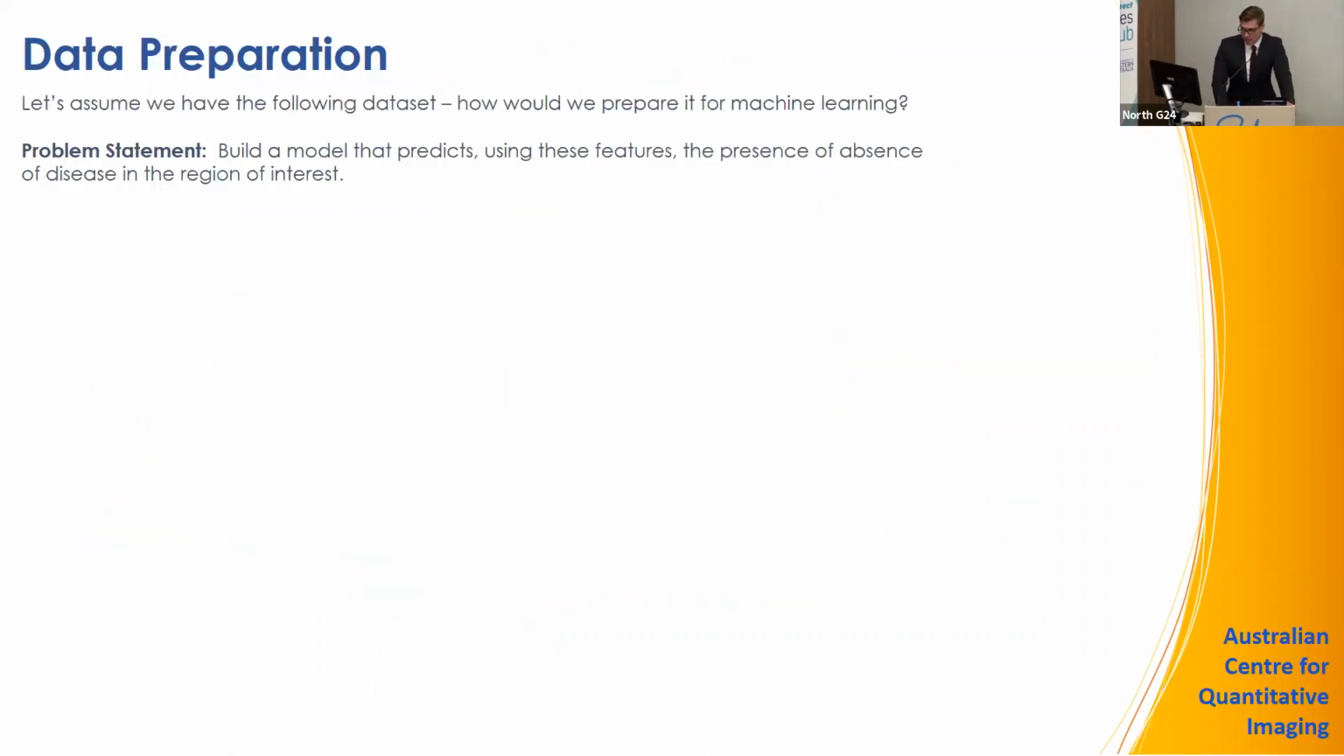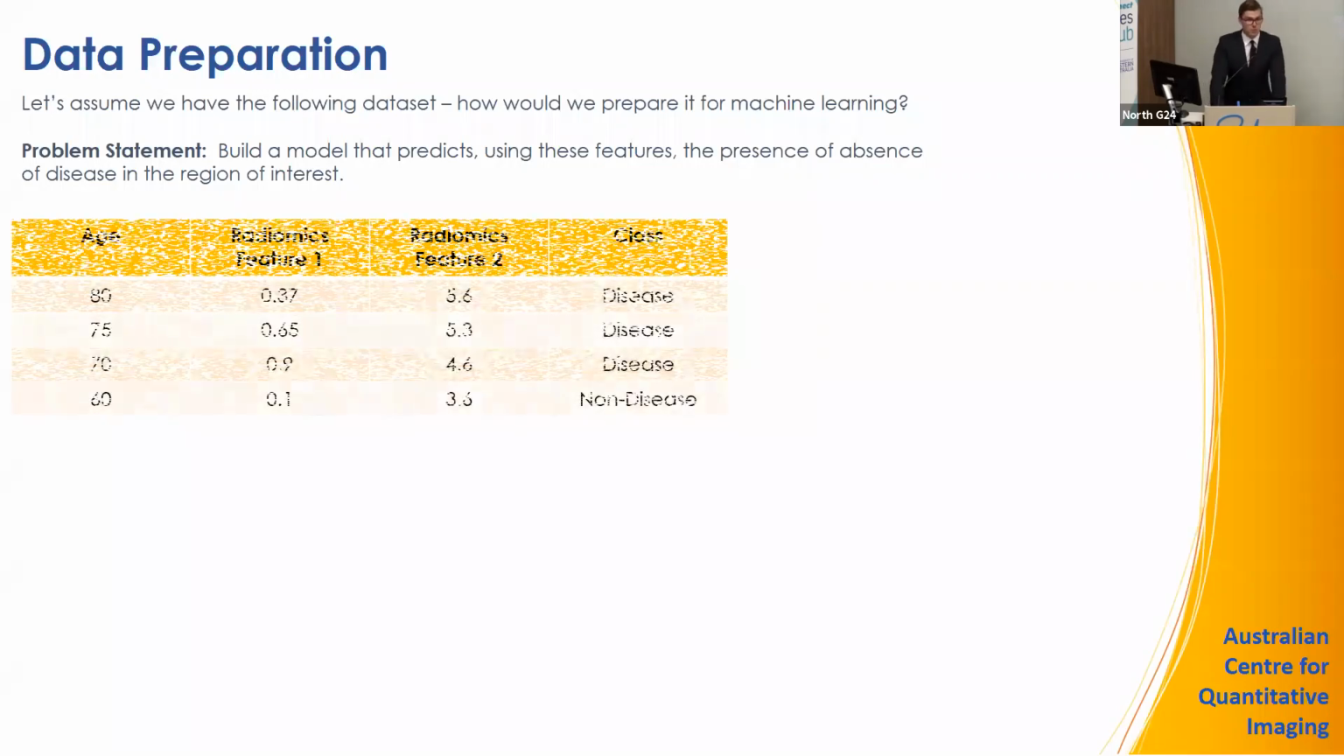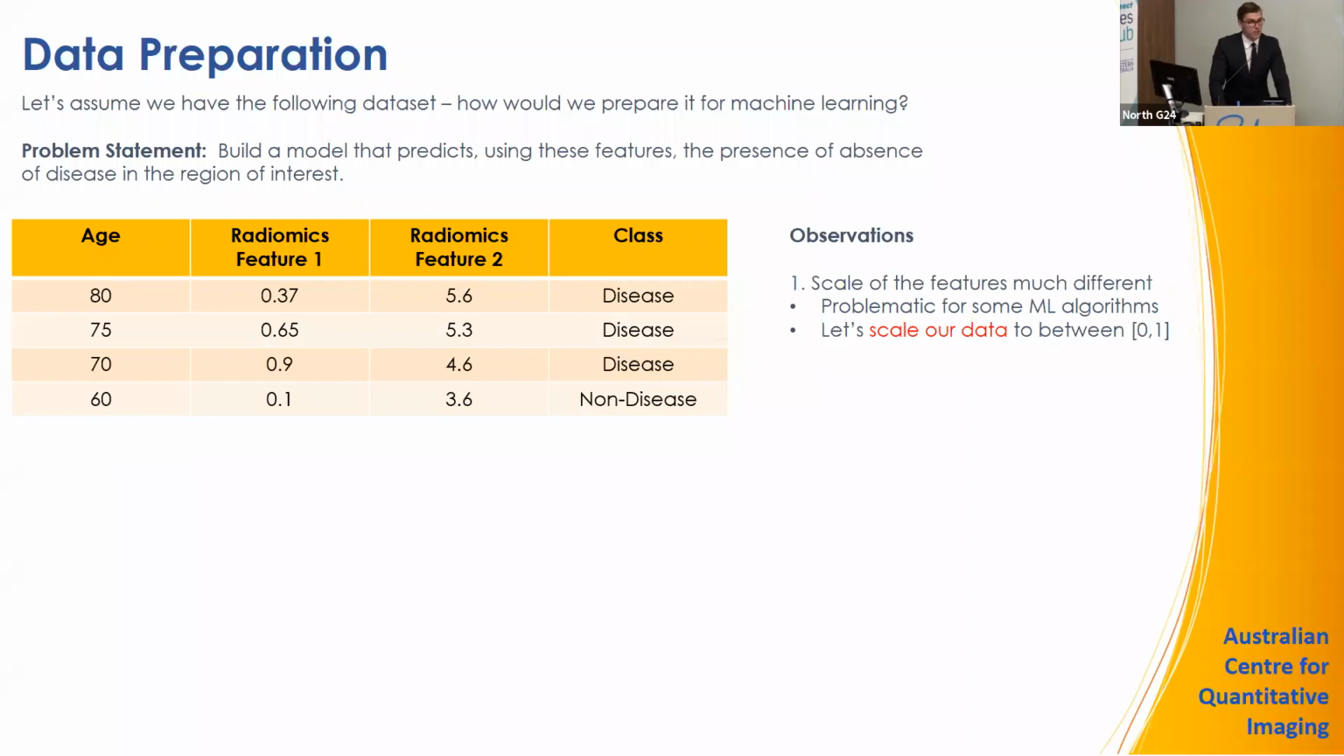So quickly on data preparation, let's assume we have this data set here, which I've just crafted at random. The problem statement is we want to build a model that predicts, using these features here, the presence or absence of disease in a region of interest, okay? So we'll make some observations about this data set. The first one is that the scale is significantly different, okay? So, age is between 60 and 80. The first radiomics feature doesn't go above 1, etc.